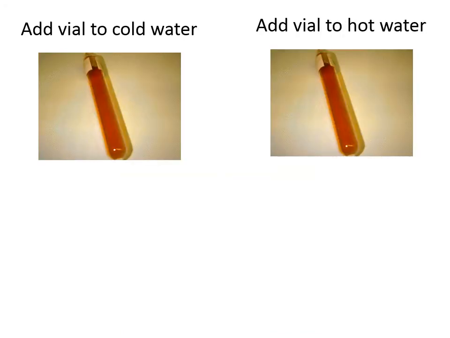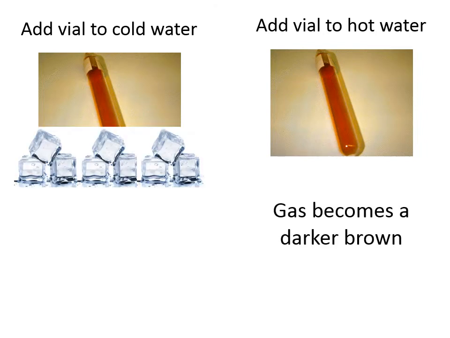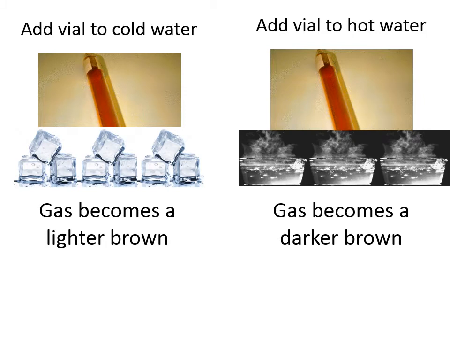So we're going to add this file to cold water and to hot water and see what happens. When we add it to cold water, the gas is going to become a lighter brown. When we add it to the hot water, the gas is going to become a darker brown. So why is that?